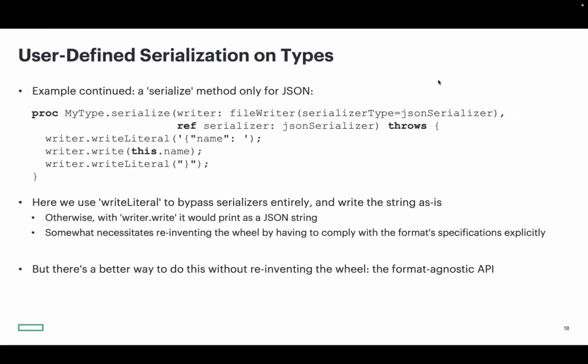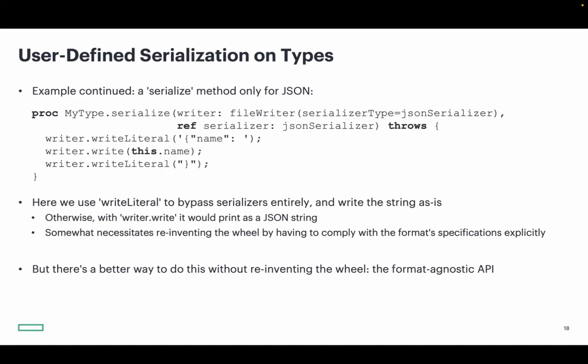So moving forward, as I mentioned before, you can write serialize methods for any and all serializers, or you can implement a serialize method for a particular serialization type. So here we have an example of implementing a serialize method specifically for JSON.